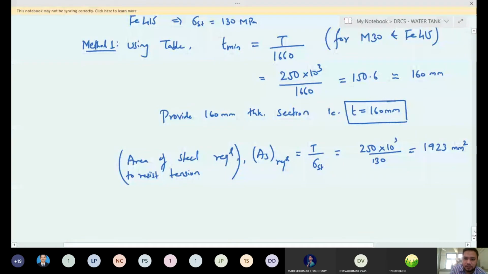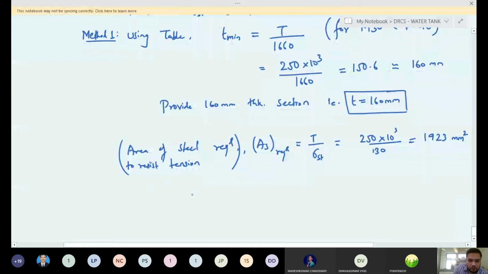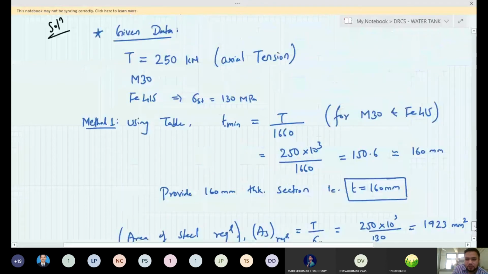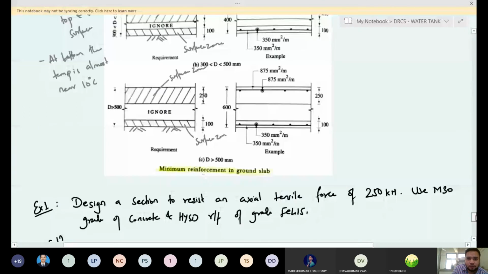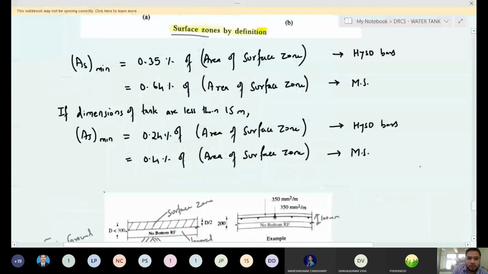cater the temperature stresses, that is minimum steel. So you have to find AS minimum also. We know that here the grade of the steel is Fe415. So for Fe415, that means HYSD bar, it is 0.35. Here we have not been given the dimensions of the tank, so we'll assume this case. This case is to be used when any of the dimension is less than 15 meter. So let us say it is 0.35.